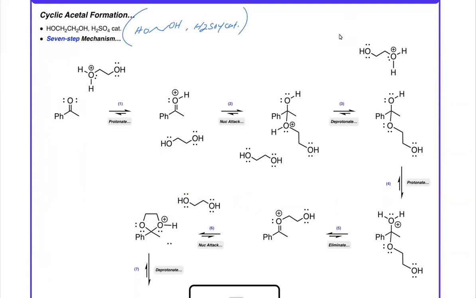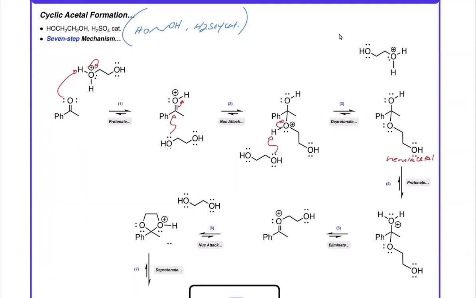acid. Mechanistically, we are going to protonate the carbonyl oxygen first. Got to protonate to make it more reactive. Then your 1,2 diol will attack and bond. Okay. We then need to deprotonate the oxygen atom that just attacked and added in. That would then form the hemiacetal intermediate. We now have an OH group and an OR group bonded to the same carbon.